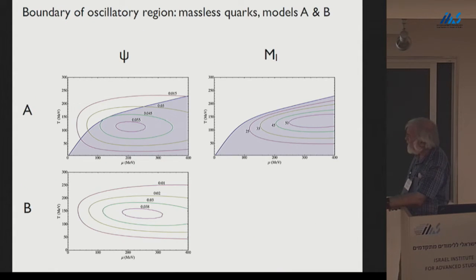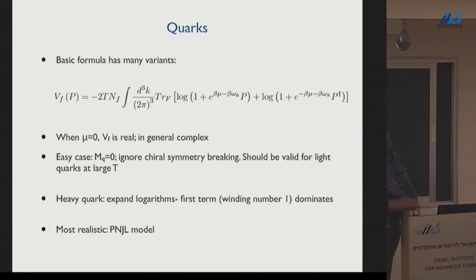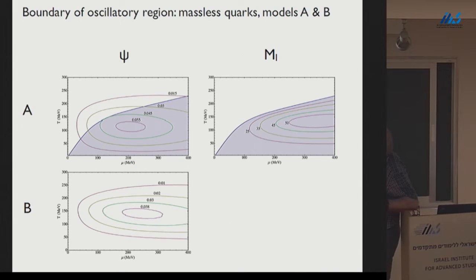And this shows two things. One is, these are contours of constant psi. This is the thing that is non-zero when PT symmetry is broken. And this is as a function of mu and t. Okay? And what you see is that the effect is strongest right where things bend.